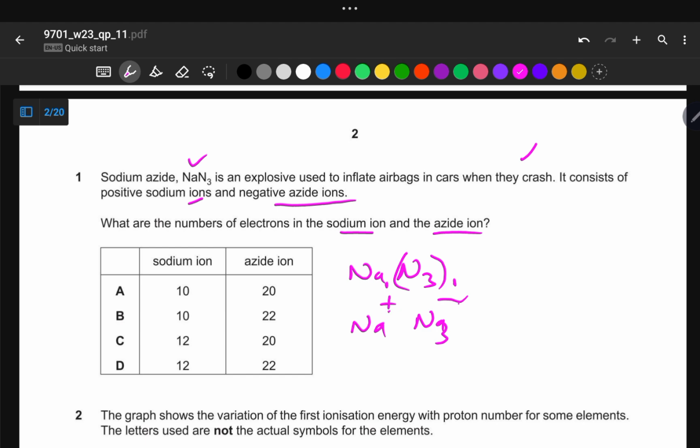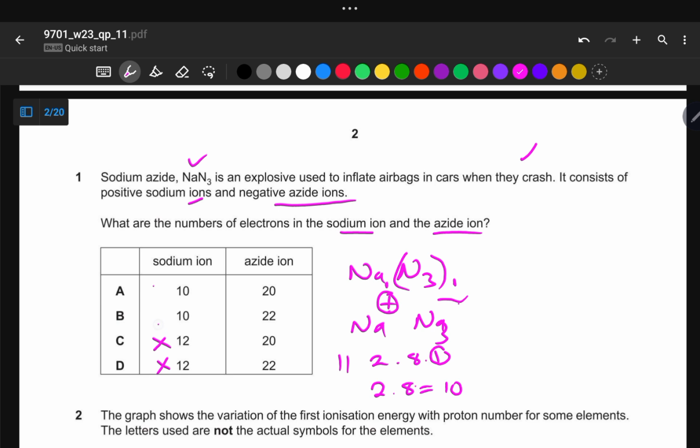Sodium is number 11 on the periodic table, so it has the electronic configuration 2, 8, 1. For junior chemistry, this is the electronic configuration, and then we are going to lose this electron from the outermost shell, and we are going to be left with 8. So we are going to have 10 electrons for sodium, and then we are going to eliminate C and D, and we are left with A and B.